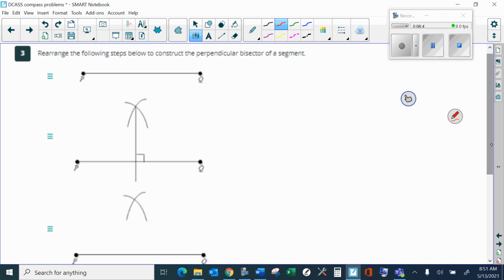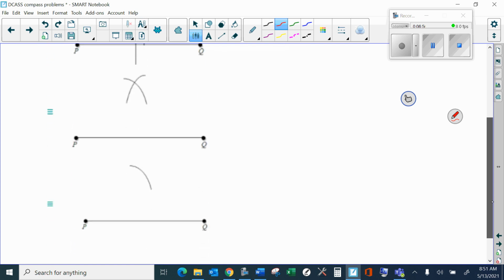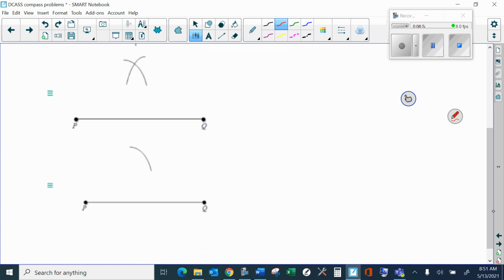Next. Rearrange the following steps below to construct the perpendicular bisector of a segment. Okay, so you start with the segment. You draw one arc, so that's going to be step one. You move, remember I said it's got to be halfway or more. You draw an arc. Turn around, put the pointer here, compass here, draw an arc, so that's step two.